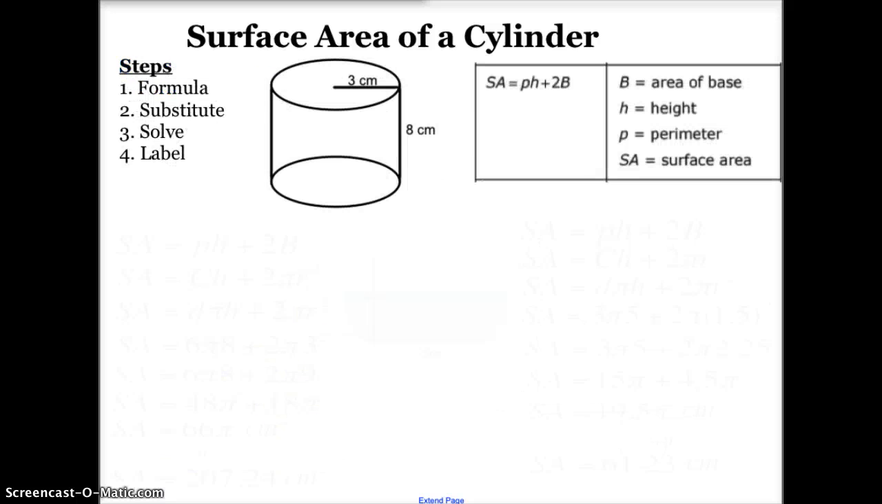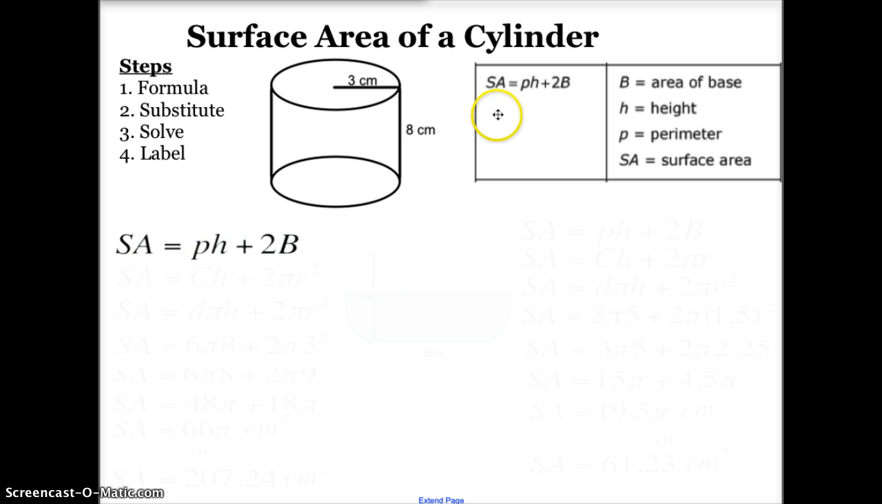First problem I'm going to do, I have a radius of 3 on the top circle, or the base, and a height of 8. Now whenever I do these problems, I always start with writing the formula, substituting, solving, and labeling. I do the exact same thing for these. So the first thing I'm going to do is write my formula down.